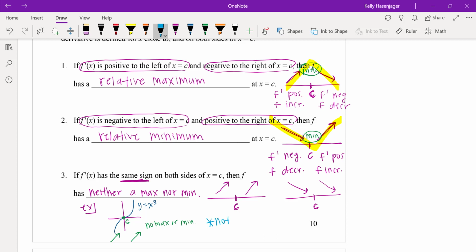Now this example is important because it gives us the idea that not all critical points are maxes or mins. So even though we have a critical point, it's not necessarily a max or a min.